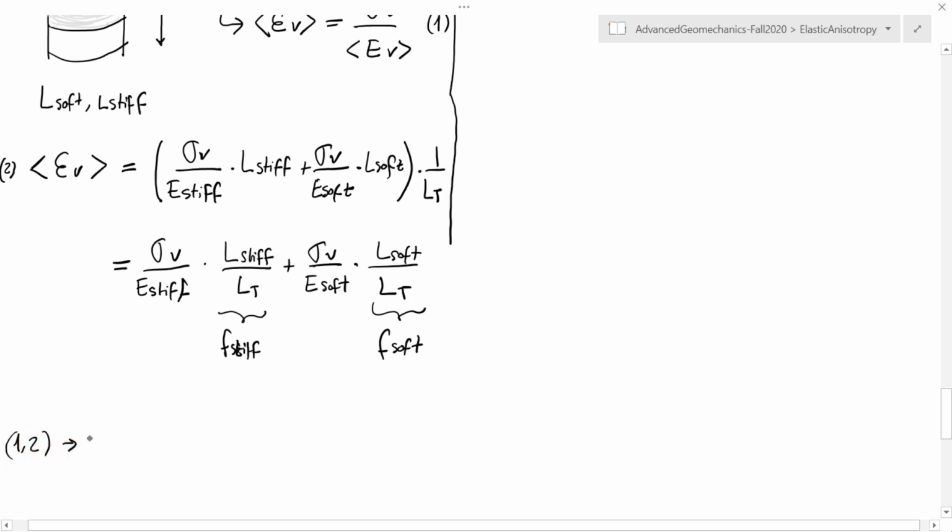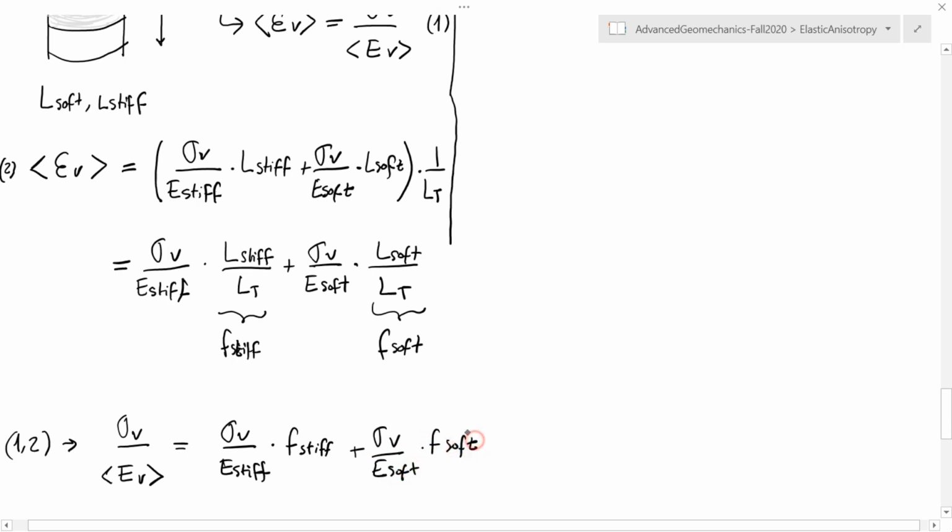what I'm going to get is that sigma v divided by the effective Young modulus is going to be equal to what I have over here, and this is going to be sigma v divided by the stiff part times the fraction of the stiff, plus this times the fraction of the soft.